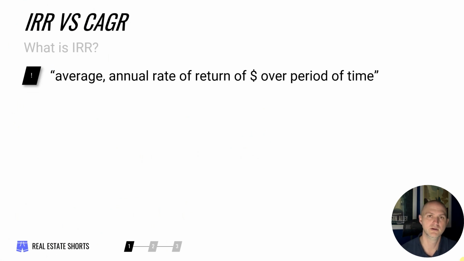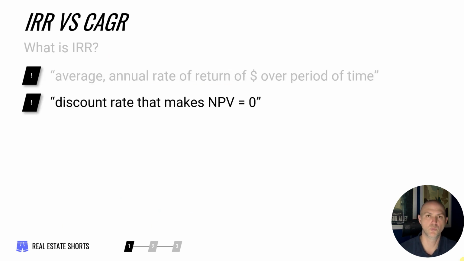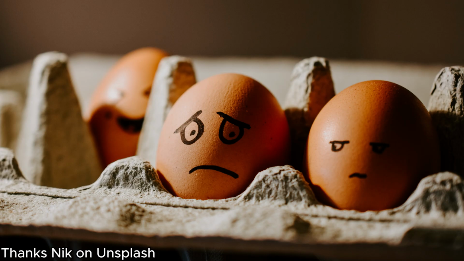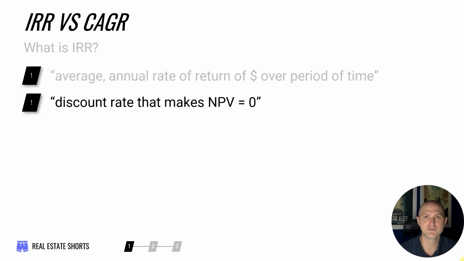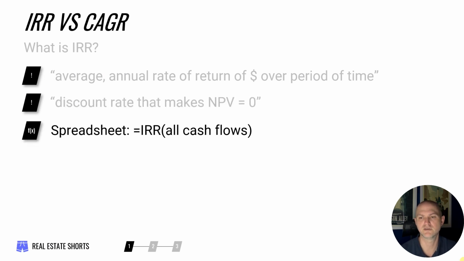So diving right in, the way that I tend to define IRR is the average annualized rate of return of a given investment over a certain period of time. While the textbook definition of discount rate that makes net present value equal to zero is true, typically whenever I tell people that's the definition, their eyes just glaze over and I lose them, right? And so the average annual rate of return tends to make a little bit more sense to a lot of folks. So first, let's talk about how we can calculate this.